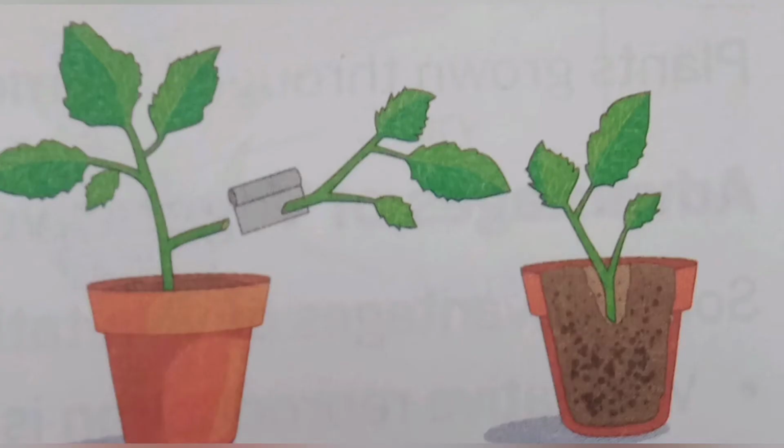Next we will read artificial methods of vegetative propagation. The first one is cutting. The method is carried out in plants such as hibiscus. You can cut the stem, and you plant it in another place where it will give you a new plant. So this is done in cutting.